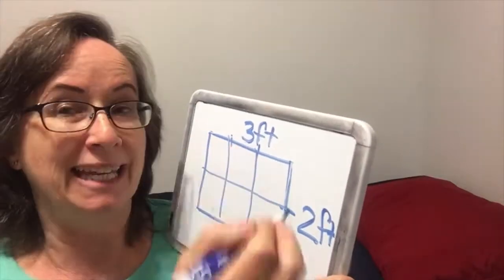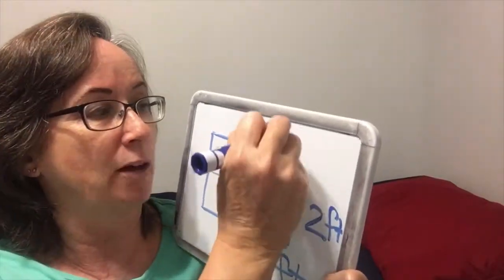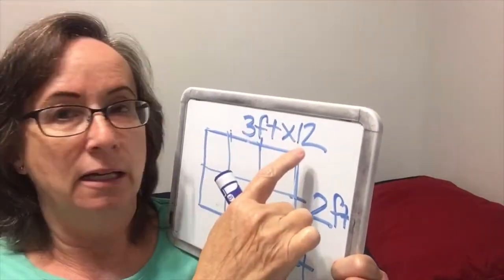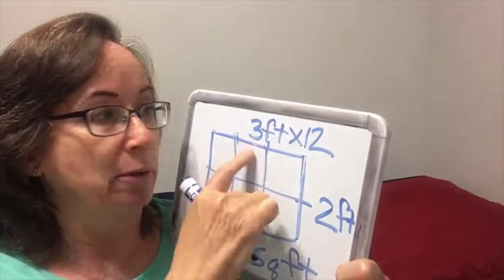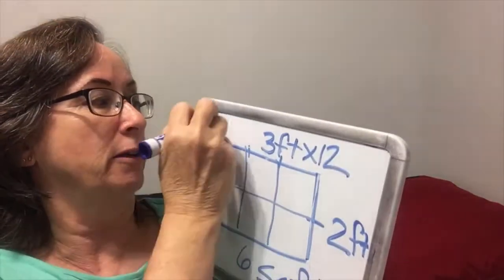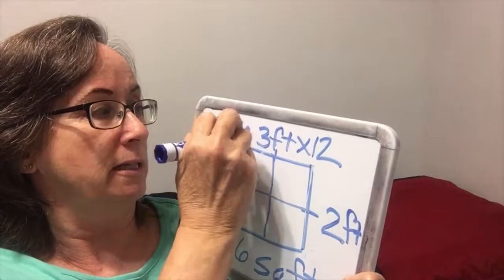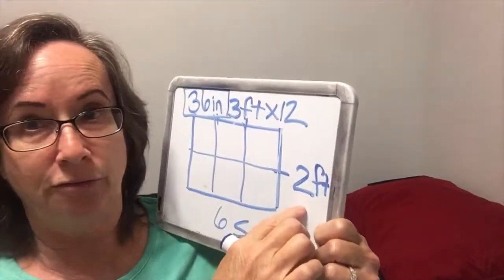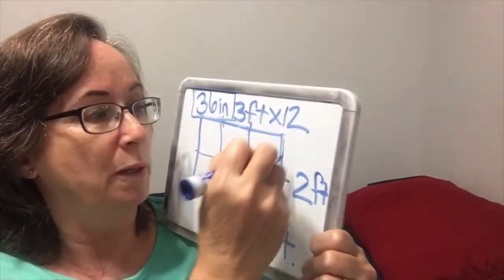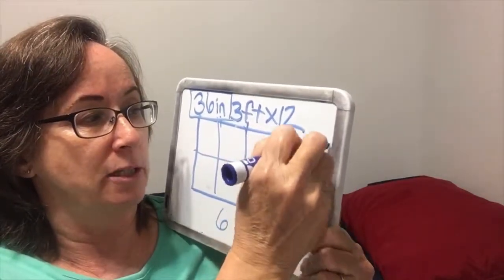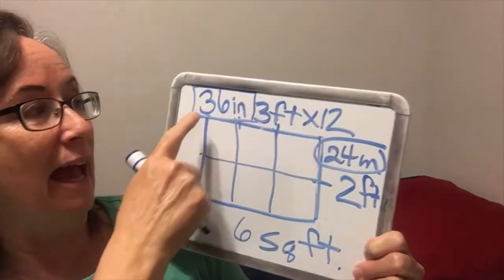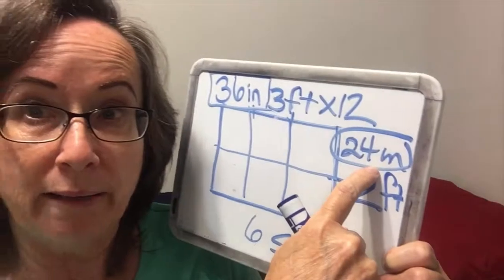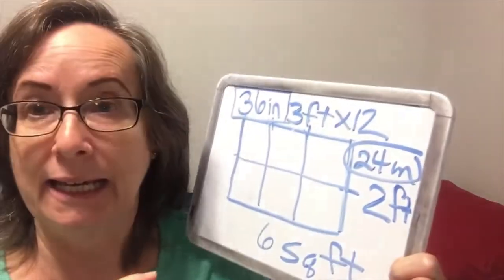Now we know that each foot has 12 inches. So if I change 3 feet to inches, I multiply by 12. So this is going to be 36 inches. And then this one down here, 2 feet times 12, would be 24 inches. So now that I have my length in inches and my width in inches, it's easy to find square inches.